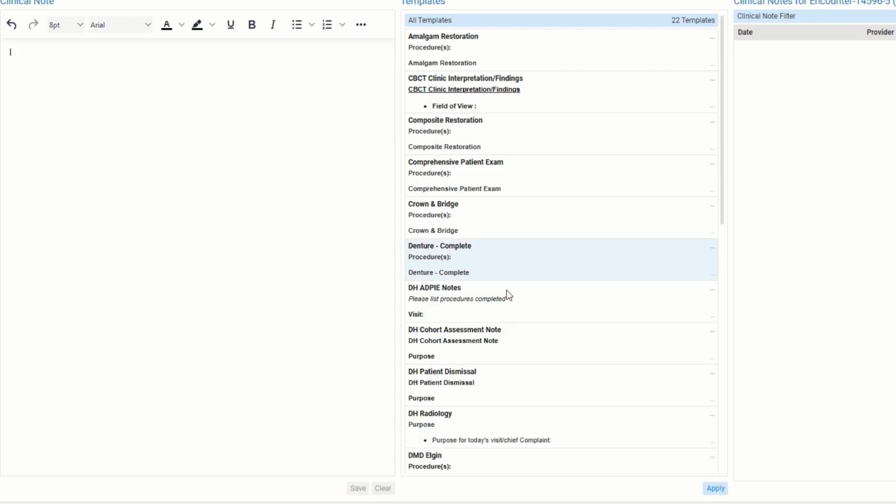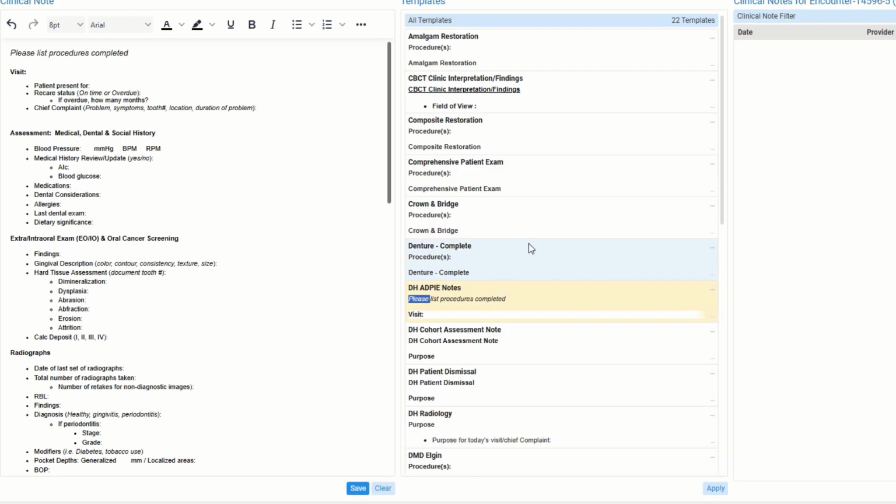So when you're in your notes, you're going to go ahead and click ADPIE Notes. And here they are. So let's go through each one so you kind of know what the expectation is. So for the visit, what is the patient presenting for? Are they presenting for a cleaning? Are they presenting with a toothache? So we'll just say they're presenting for a cleaning.